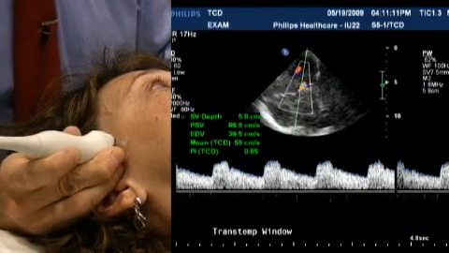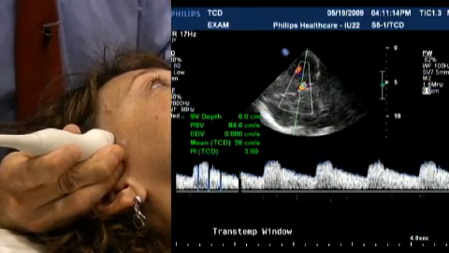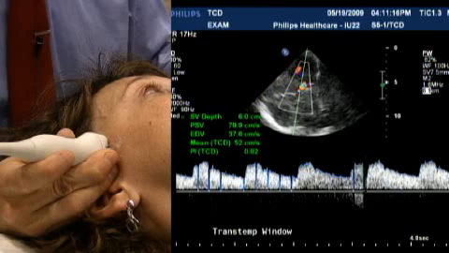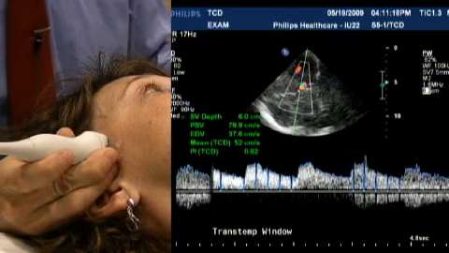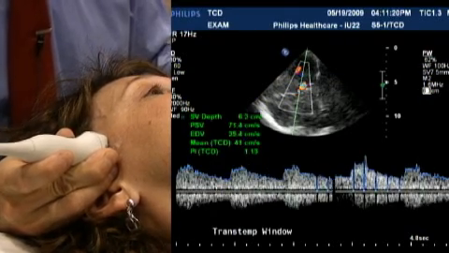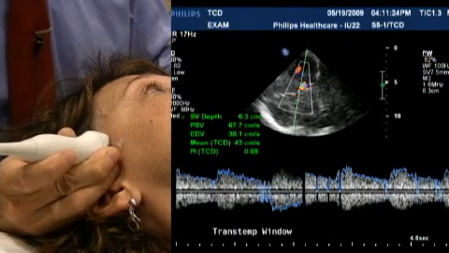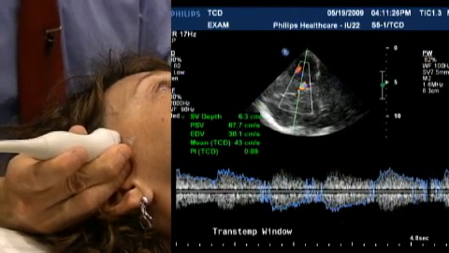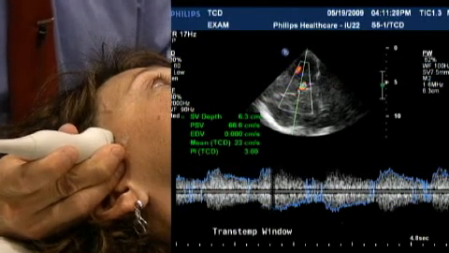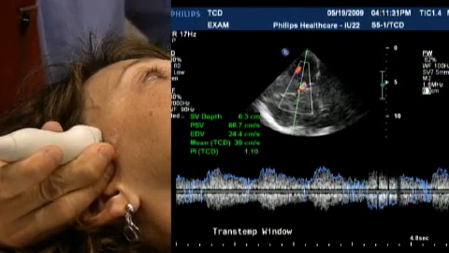I'm going to interrogate this area a little deeper, and we want to go down and look at the anterior cerebral artery. Here I am coming in at about 6.2, 6.3 centimeters. I'm beginning to pick up both flow from the anterior cerebral as well as the middle cerebral artery. Anterior cerebral artery is flow going away from the transducer.